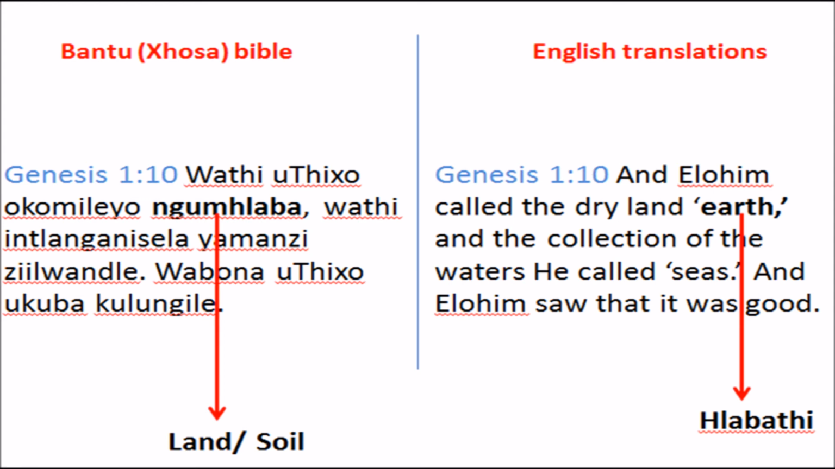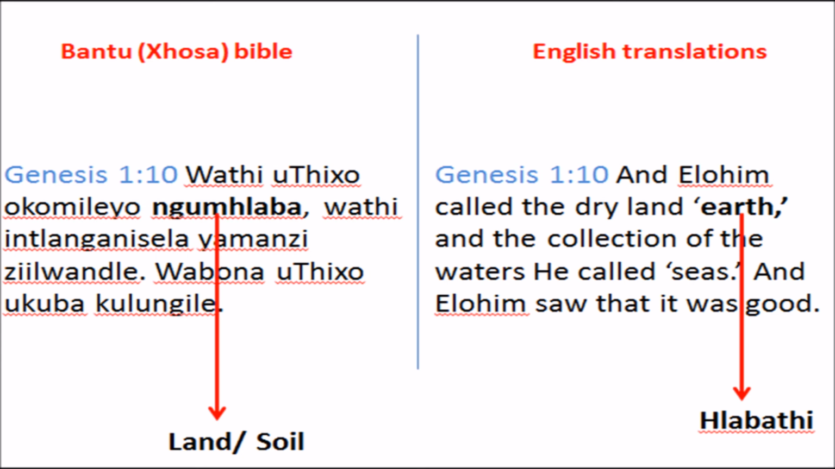Now, that person who was translating was looking at it, okay, mhlaba means earth, mhlaba means land. He just picked up the wrong word. He says, called the dry land earth, and the collection is the sea. Earth? No. Because in that context, he should have chosen land or soil. The dry land was called soil or land. Because earth is hlabati, which means the whole world, like the whole earth. You've got to add the T in there to make it earth.